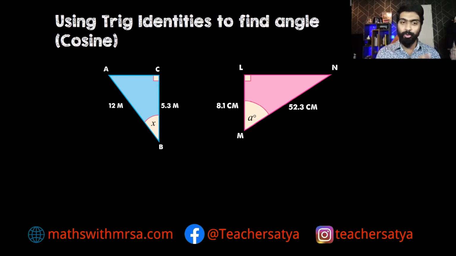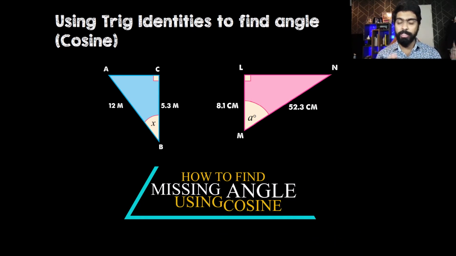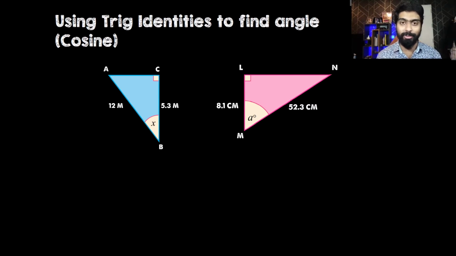Now in this video you will be learning how to find the missing angle of these two questions using the cosine property. All right, now let's get to it.